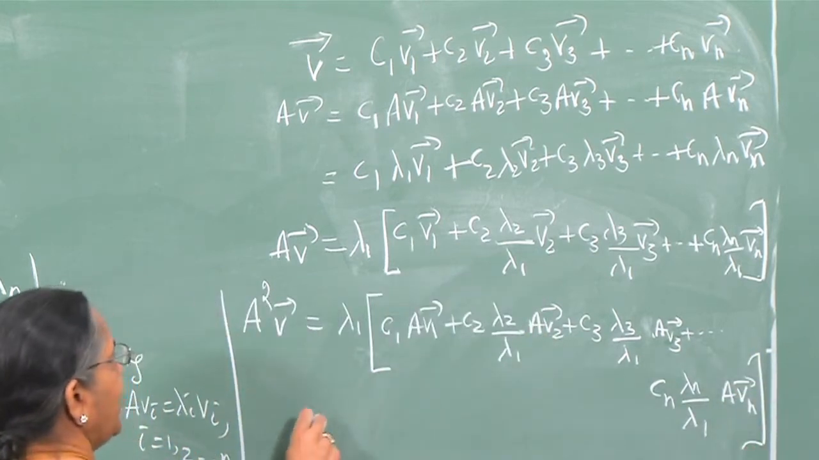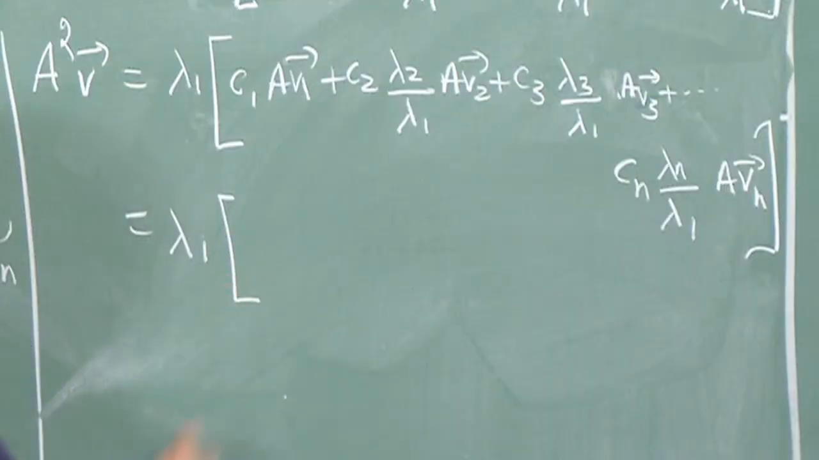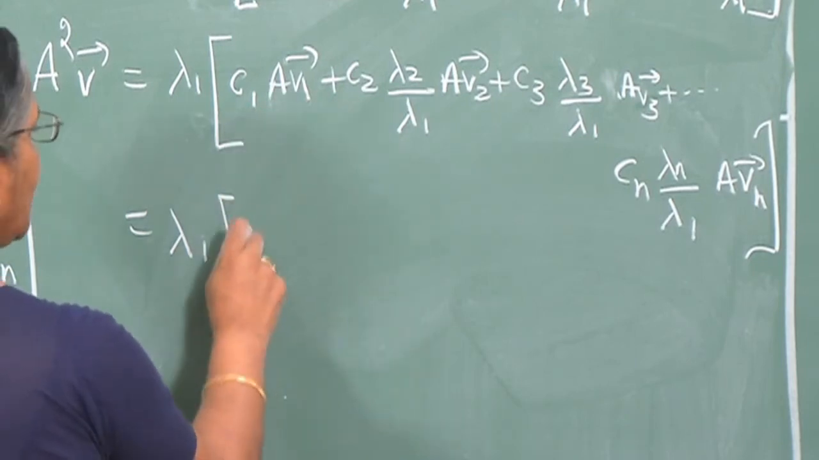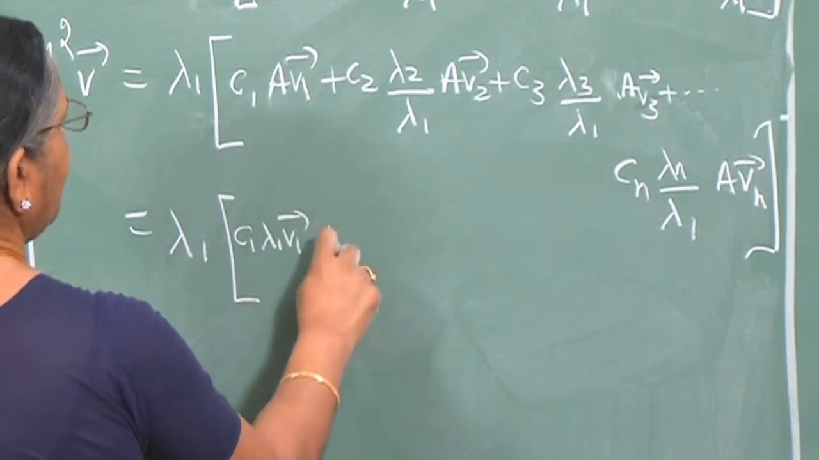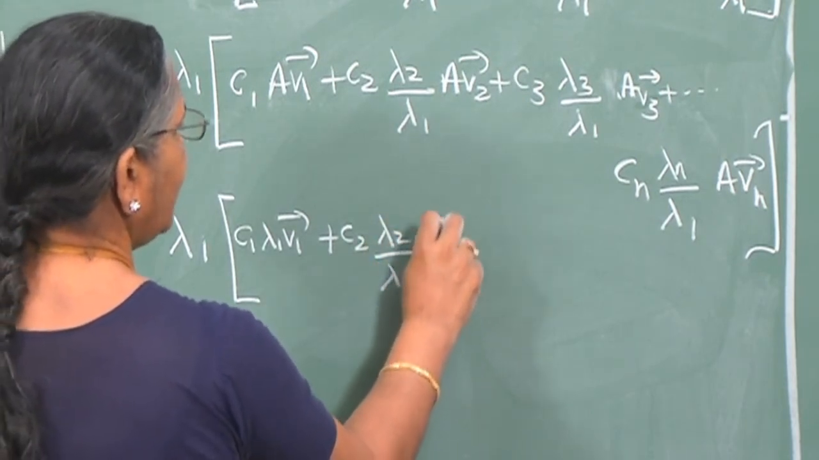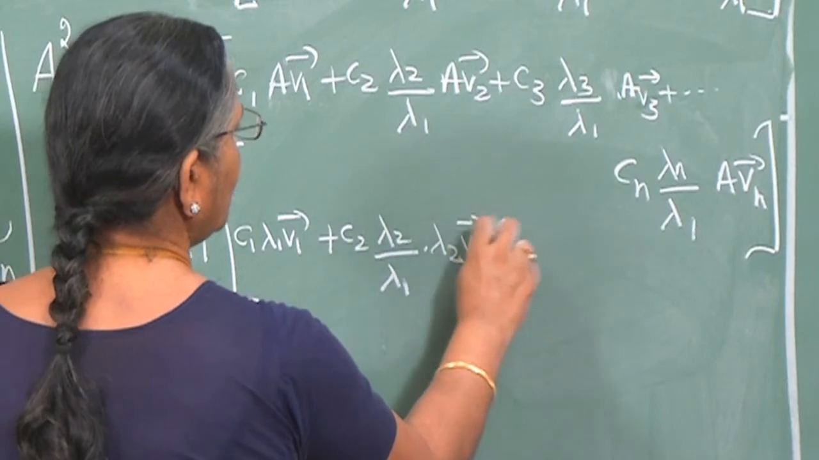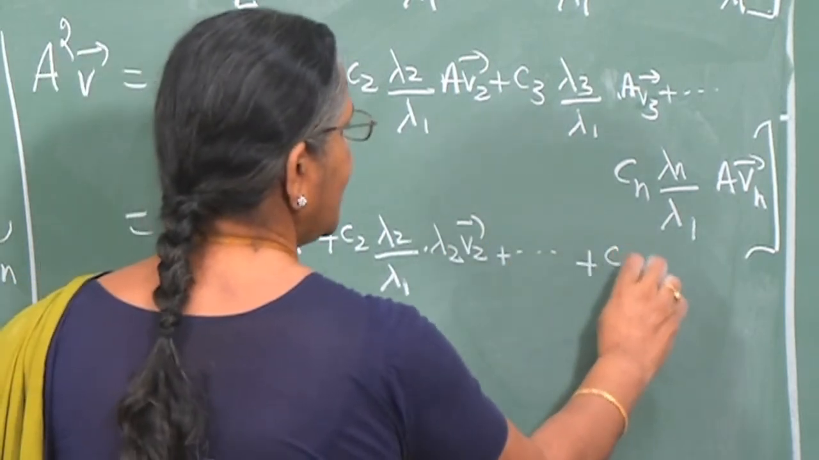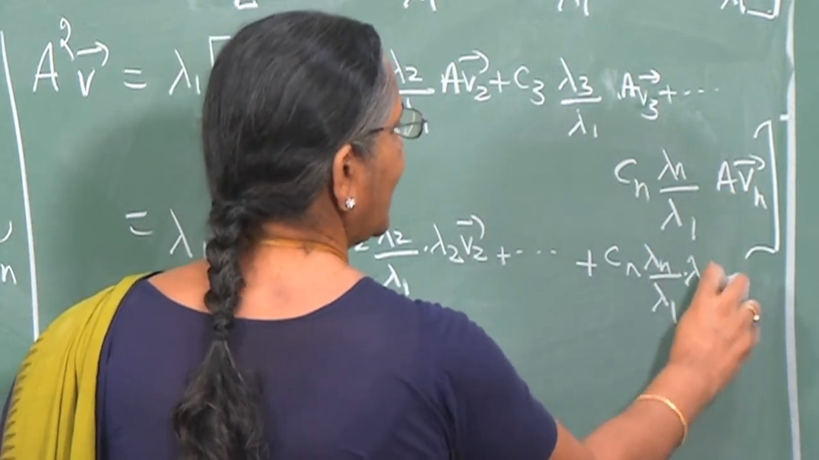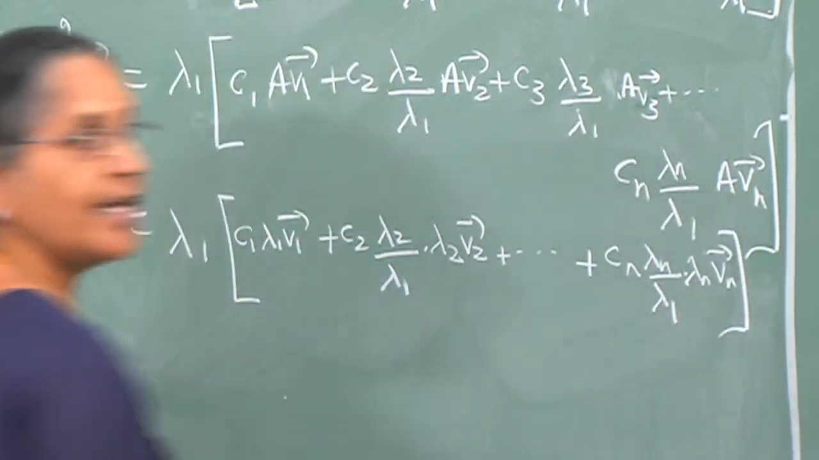So, I again make use of the fact that V1, V2, V3 are eigenvectors of matrix A associated with lambda 1, lambda 2, etc. lambda n. So, AV1 will be lambda 1 V1, then plus C2 into lambda 2 by lambda 1 into AV2 is lambda 2 V2 and so on, plus Cn into lambda n by lambda 1 into AVn is lambda n into Vn.